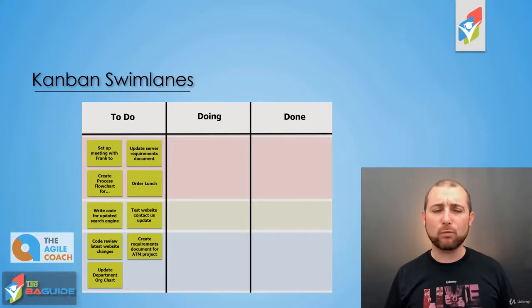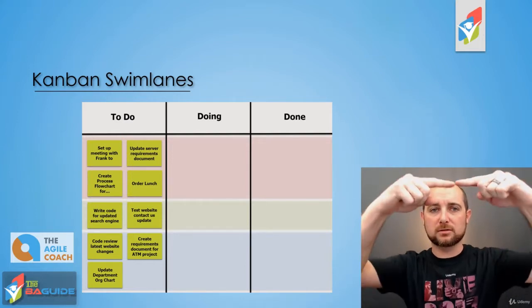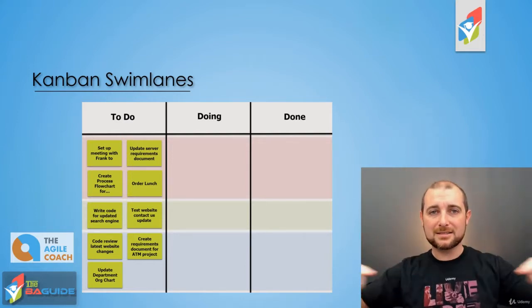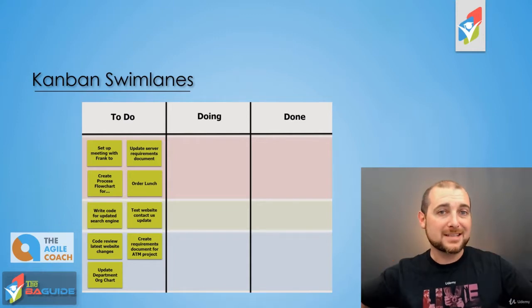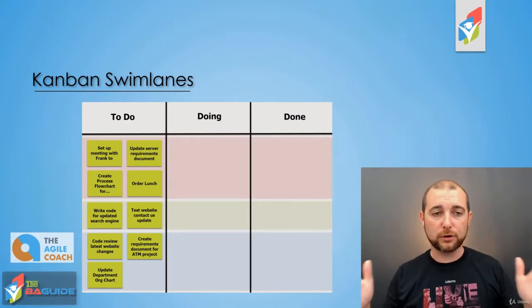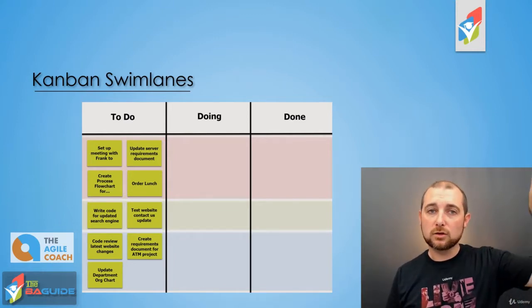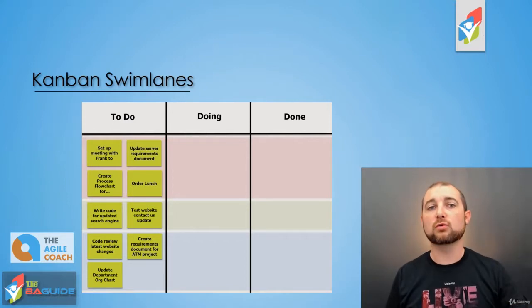So those swim lanes, you can get really fancy with these or really simple. On a physical board, it could just literally be a few lines that make almost like a tic-tac-toe board, if you will, for your Kanban board. And then you have your different categories and groupings.